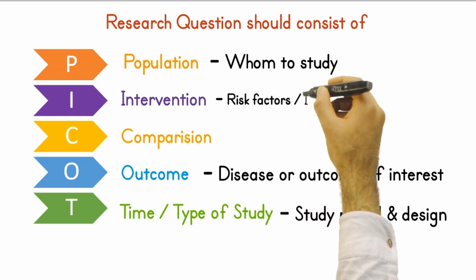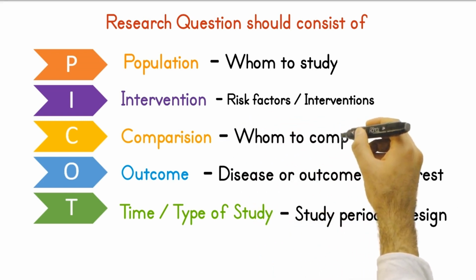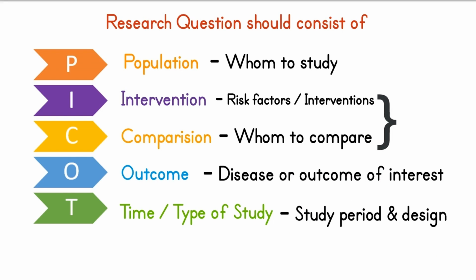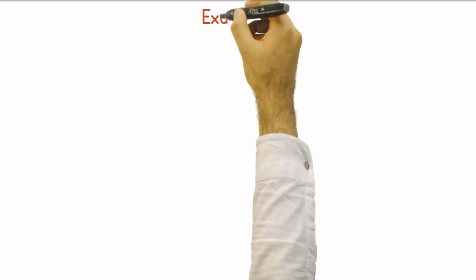Intervention denotes the risk factors for the disease in analytical studies and interventions in experimental studies. Comparison is the group of people we are going to compare with the study group. Intervention and comparison are needed only in analytical and experimental studies and not in prevalence studies. We will see an example of framing a research question.